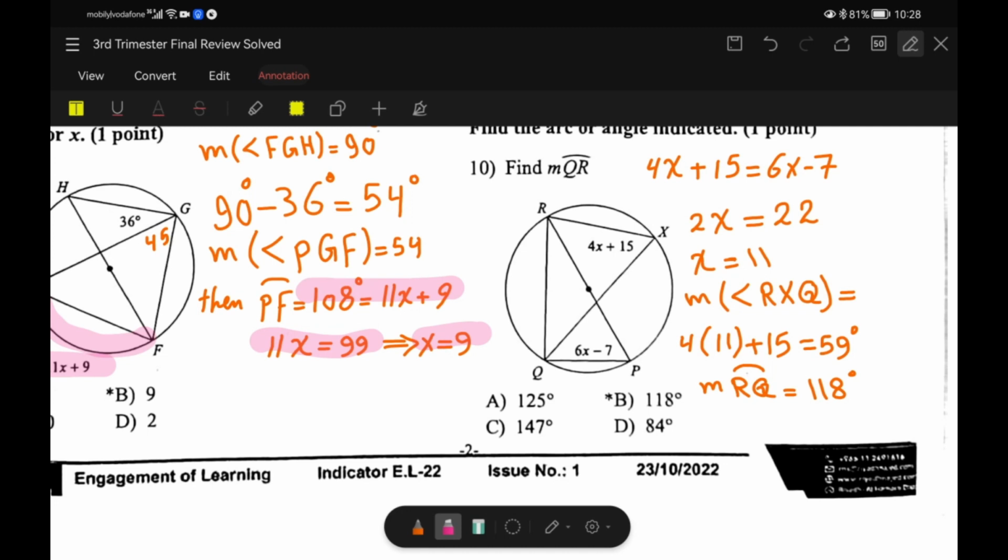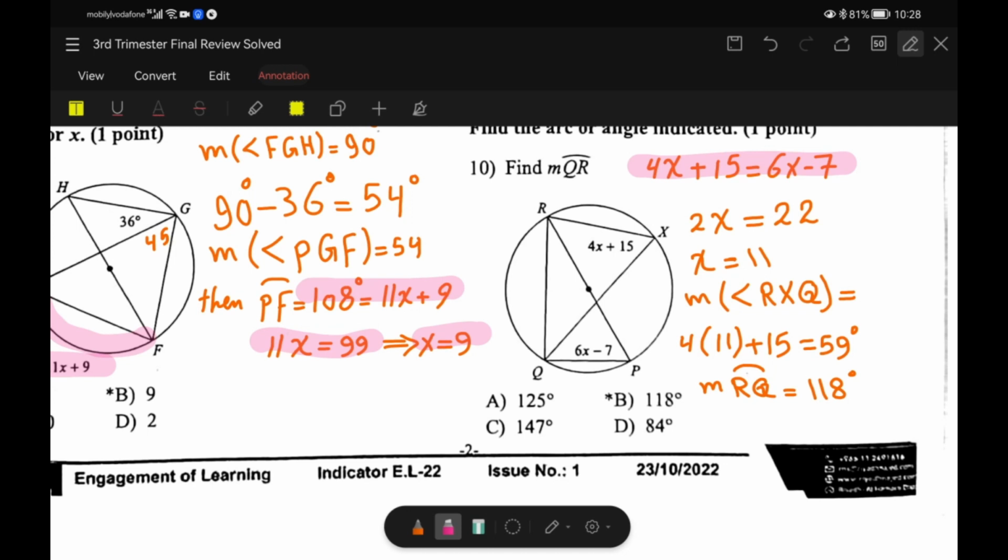Okay, so let's find x first. 45 plus 15 must equal 6x minus 7. Let's add the like terms and separate the terms containing x on one side and the constant numbers on the other side. You will find that 2x equals 22. So divide both sides by 2, and x equals 11.